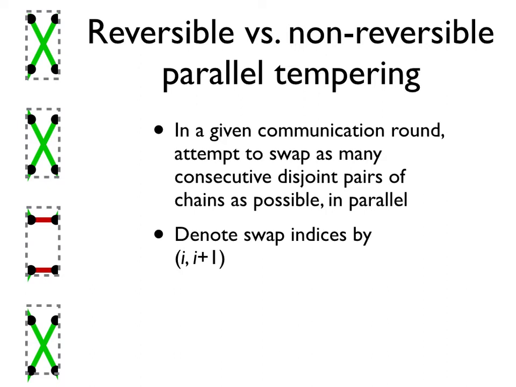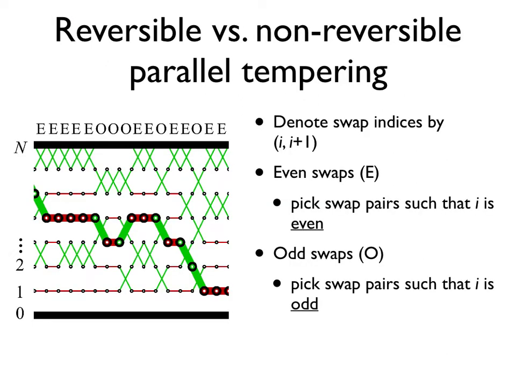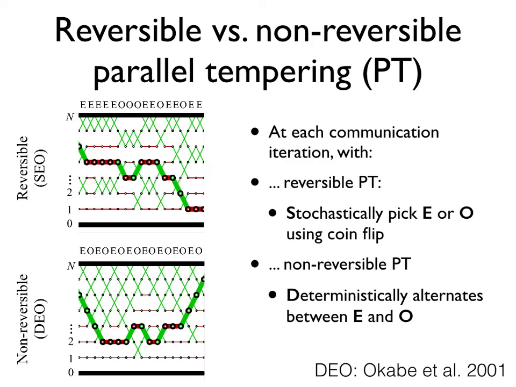So first, I should describe a little bit what is this discrepancy between a reversible and non-reversible version of parallel tempering. Okay, so let's start with a basic building block, which is based on swaps. And in a communication round, we're going to attempt to swap as many consecutive disjoint pairs of chains as possible in parallel. So we denote the swap indices by i, i plus 1. To understand the difference, we're going to call an even swap a communication round where we pick swap pairs such that i is even, and we're going to define an odd swap as picking a swap pair such that i is odd. At each communication iteration, with reversible parallel tempering, we're going to stochastically pick E or O using IID coin flips. And for the non-reversible parallel tempering, we're going to deterministically alternate between E and O.